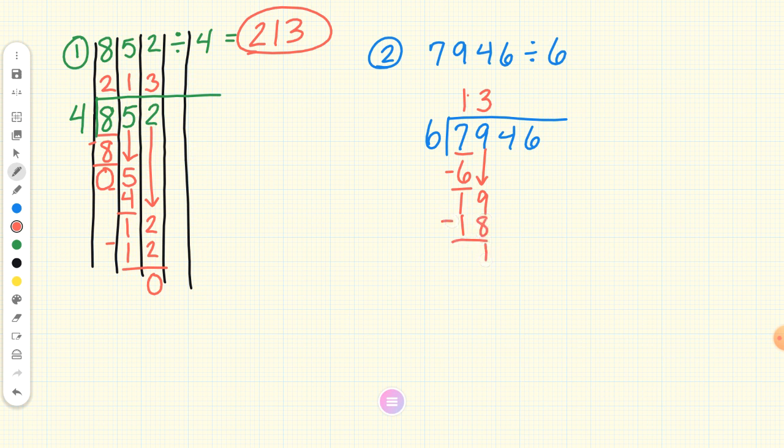Ethan, take over. What do I do now? Bring the 4 down. Drop down my 4. Okay. And then you see how many times 6 goes into 14, which is 2 times. Okay, 6 goes into 14 twice. What is 6 times 2, Ethan? 12. Good job. Subtract. I'm left with 2.